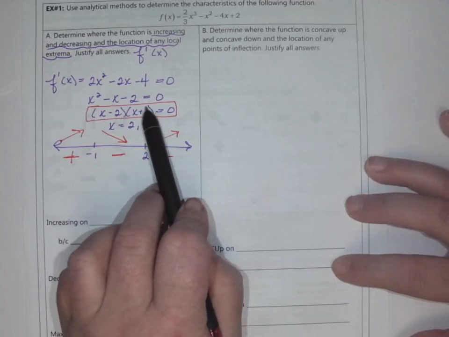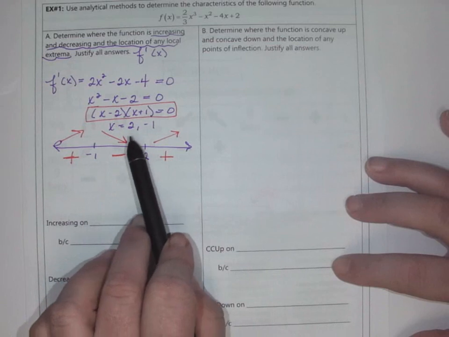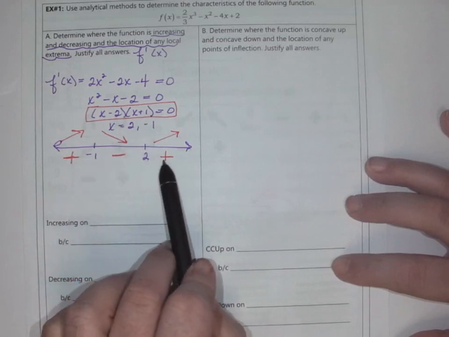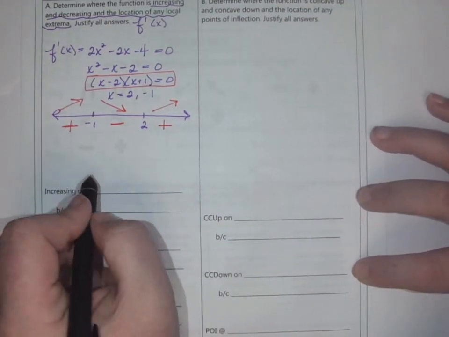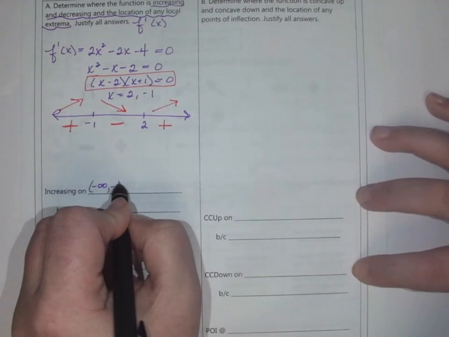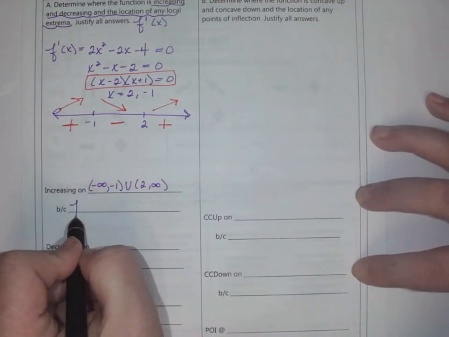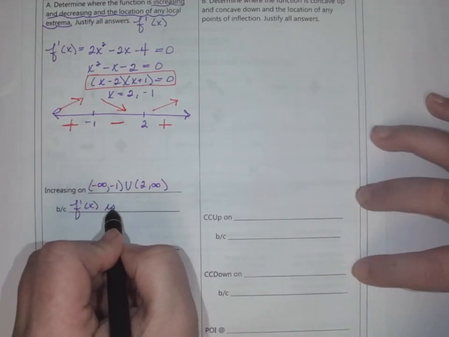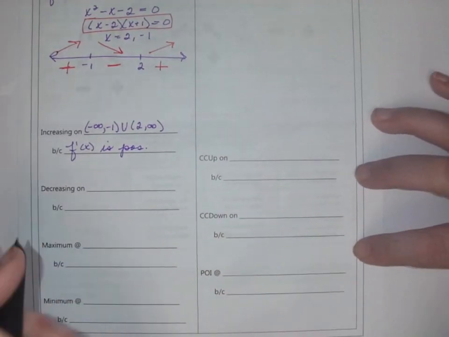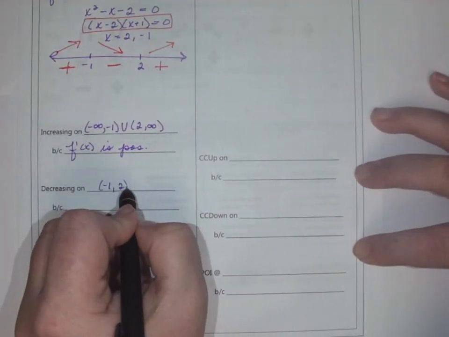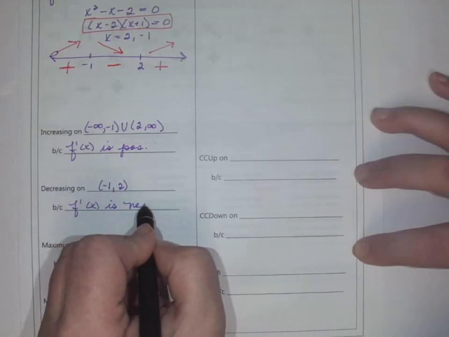Remember, if your factors are squared, then your sign change will not occur. If there are no squared factors, then you know your signs are going to alternate. Okay, so how are we going to write our answer? We are increasing on negative infinity to negative 1, union 2 to infinity, because f prime of x is positive. Okay, so there's our justification. We are decreasing on negative 1 to 2, because f prime of x is negative.